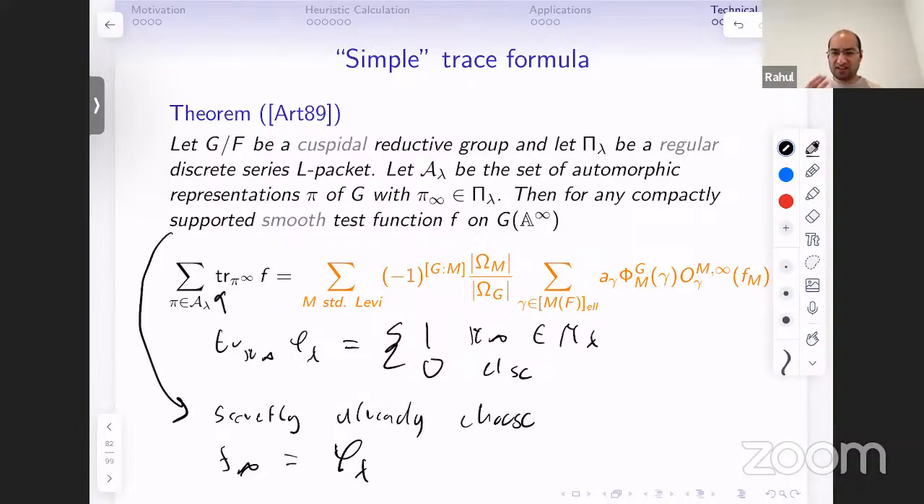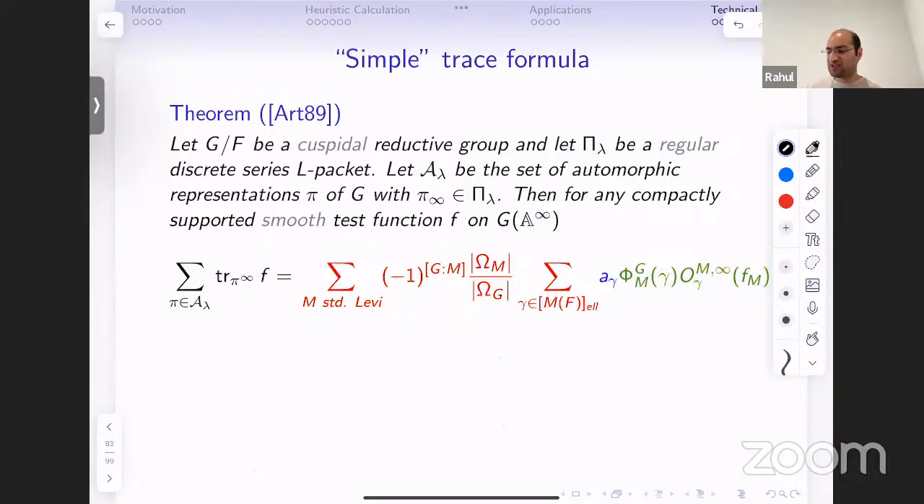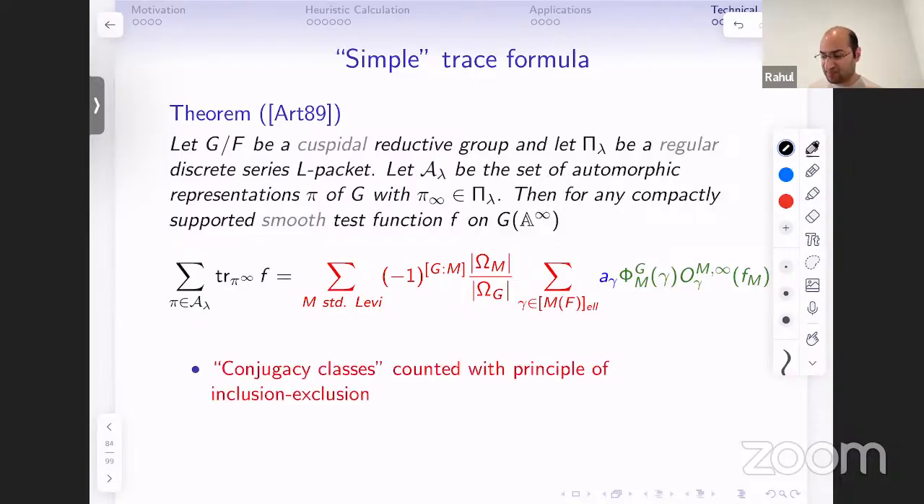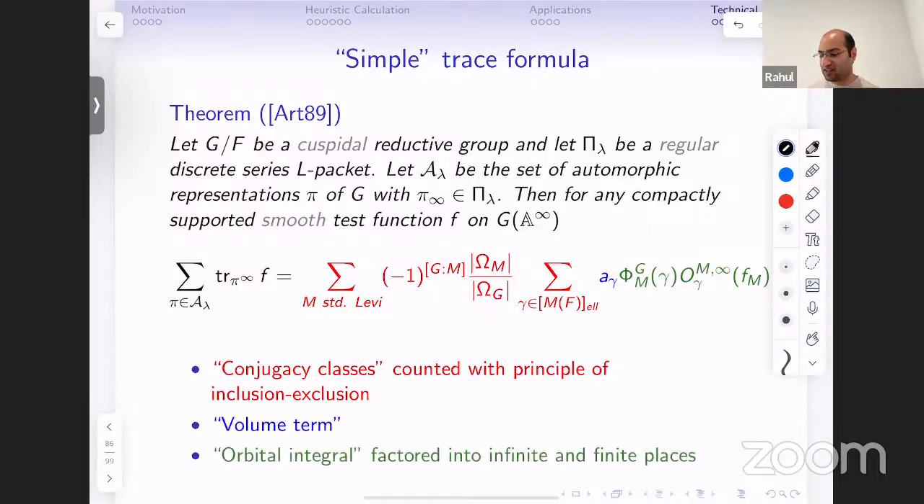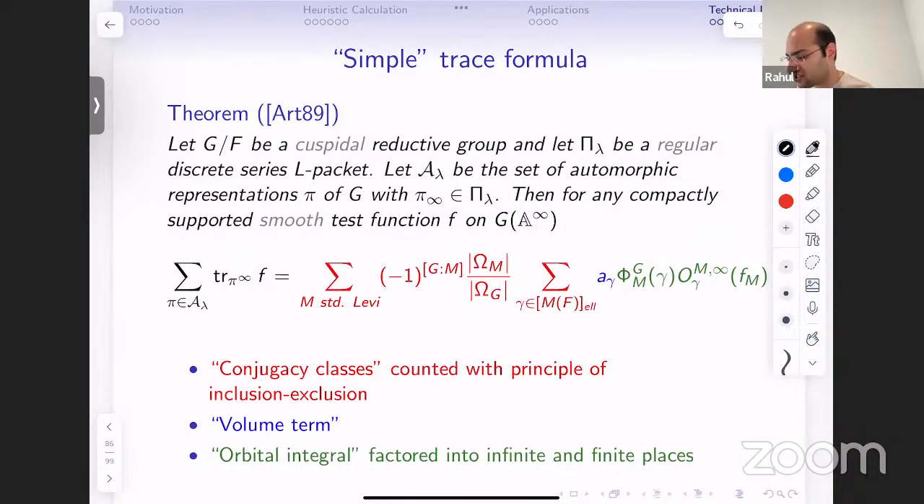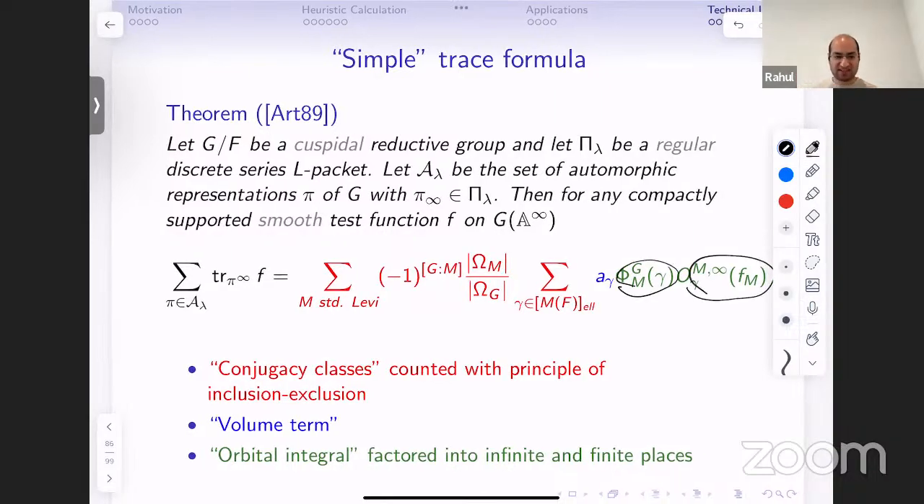Now, I don't think the details of the formula are super relevant to get into now. I just want to emphasize it breaks up into 3 pieces. They're not too much worse than our heuristic formula. There's some set of conjugacy classes, and there's some inclusion and exclusion going over Levi subgroups, so that's fine. Then there's a volume term, and then there's an orbital integral factored into an infinite place and a finite place.